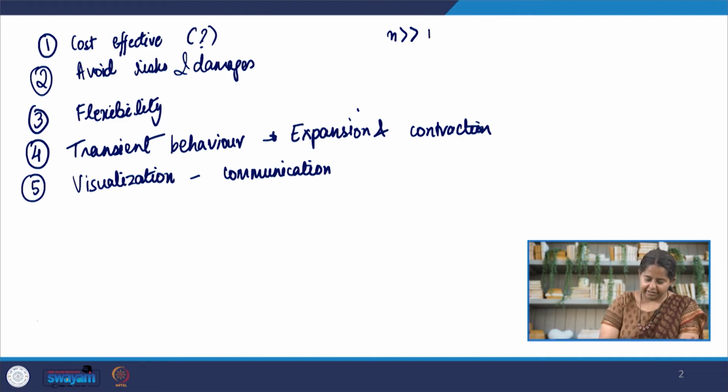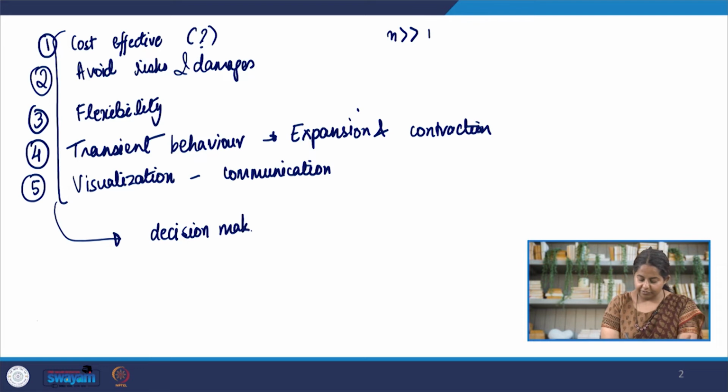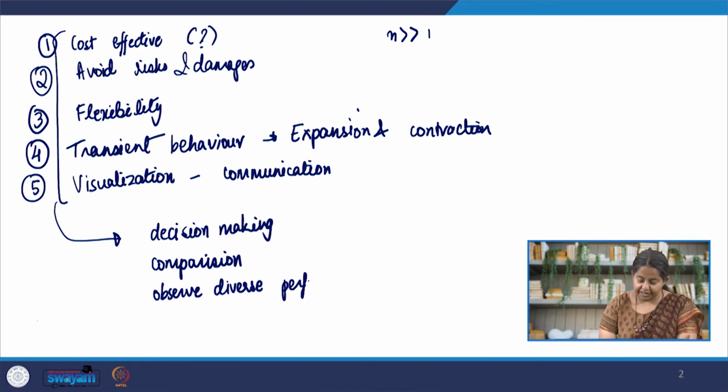Okay, the other thing is all of these also lead to better decision making, comparing different decisions. So it helps us comparison. It also helps us observe diverse performance indicators. So let's just write indices.